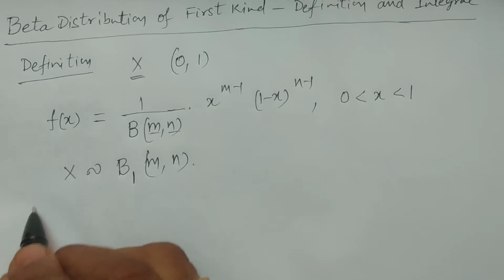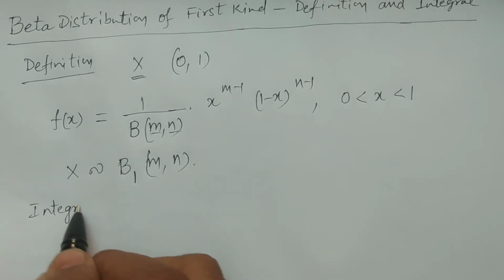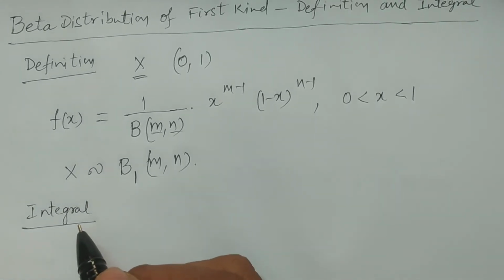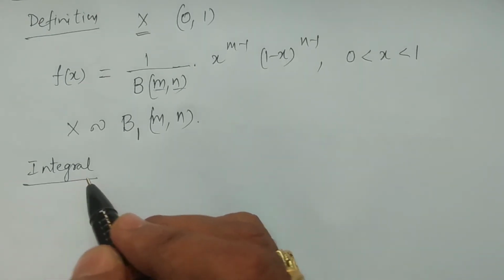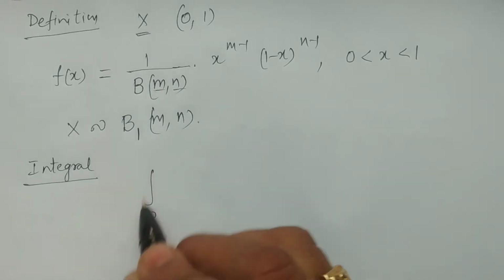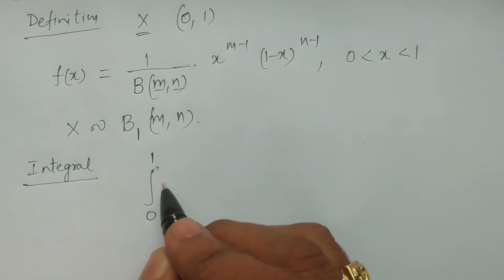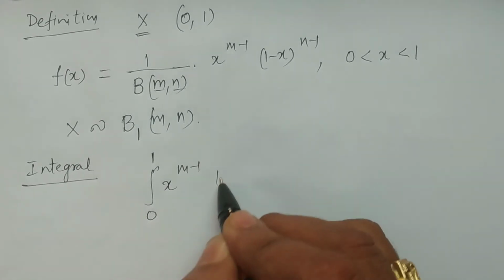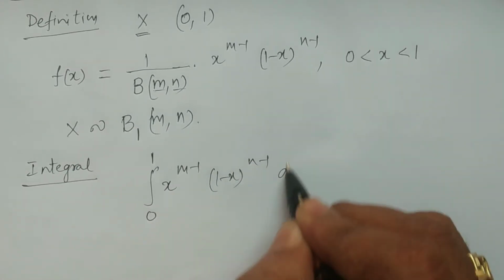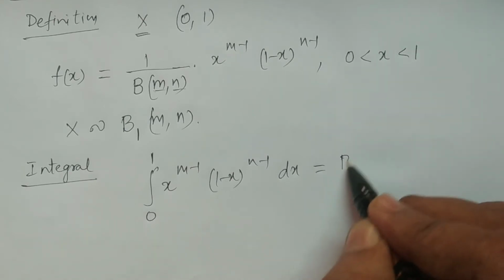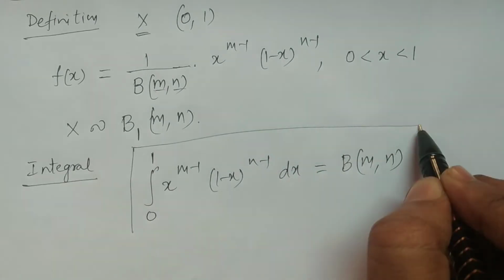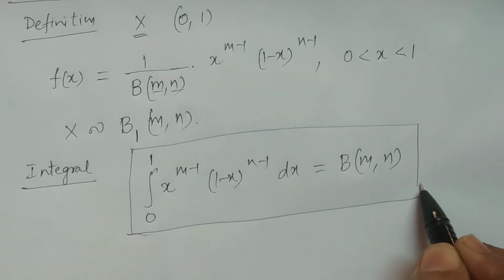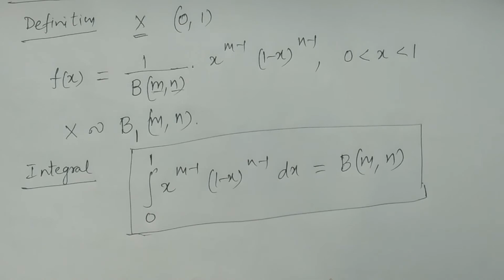Now the integral, the beta distribution of the first kind integral. What is the formula of the integral? That is the next important point. It is very simple. It is the integral between the limits 0 to 1 of x power m minus 1 into (1 minus x) whole power n minus 1 dx, equal to beta of m comma n. This is the beta integral of the first kind, or simply we can call it the beta integral of first kind.